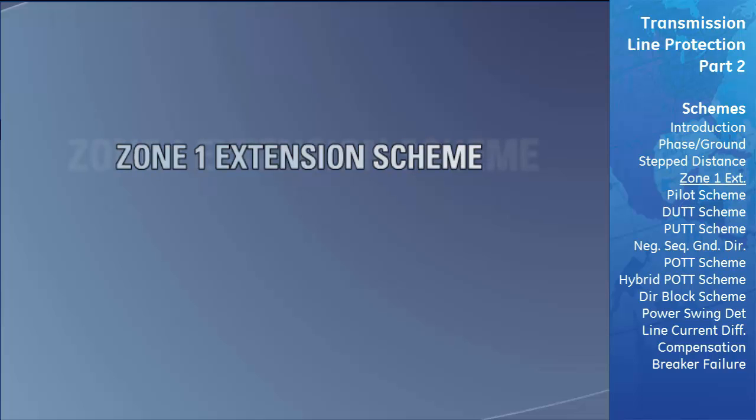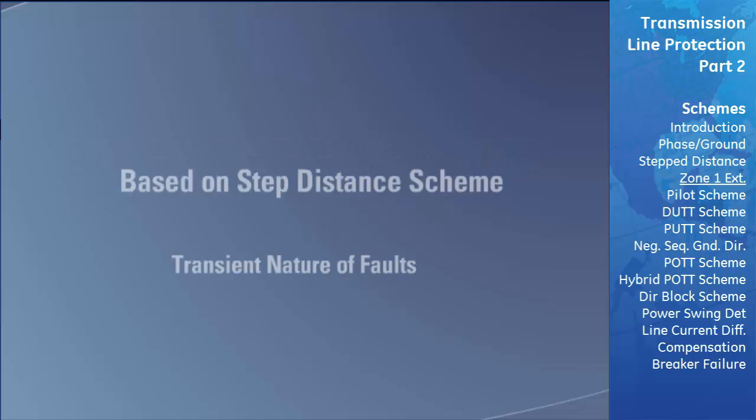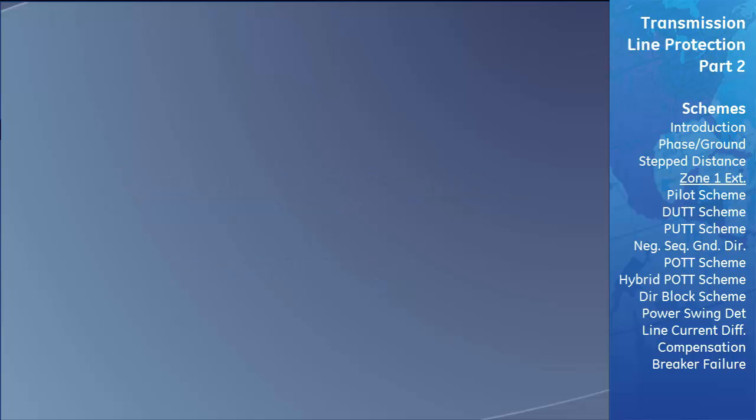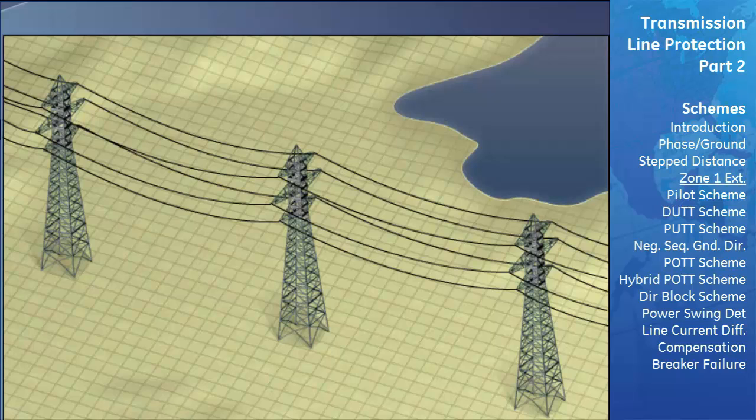The other type of non-pilot aided scheme we will discuss is the Zone 1 extension scheme. The Zone 1 extension scheme is an enhancement to the stepped distance scheme covered in the previous section. This protection scheme operates on the principle that most transmission line faults are transient in nature, which means the fault is not permanent. For example, the most common cause of faults on transmission lines is lightning.